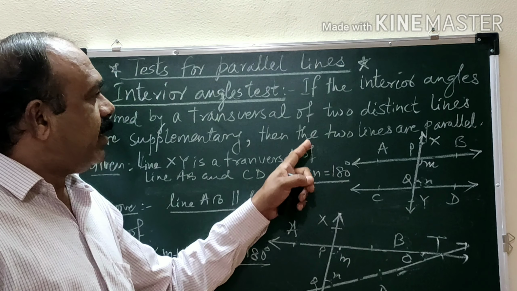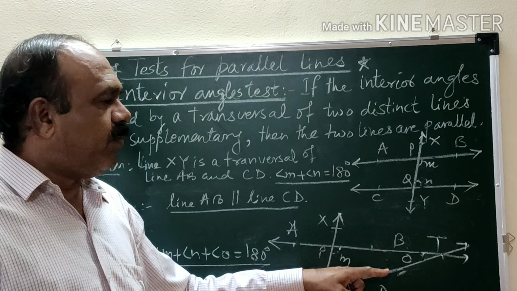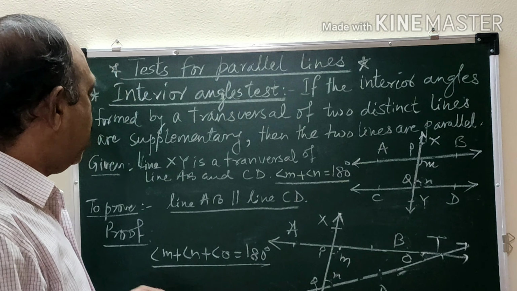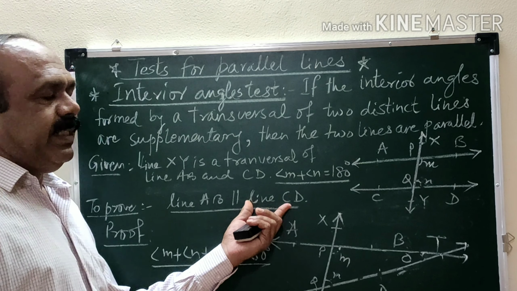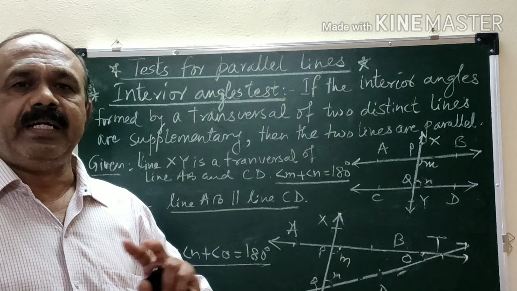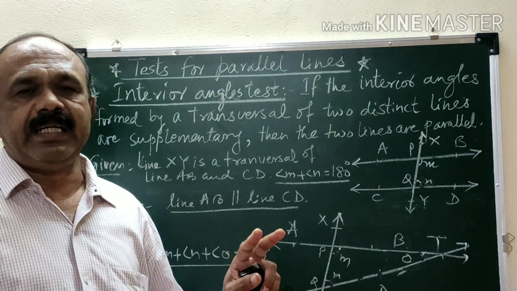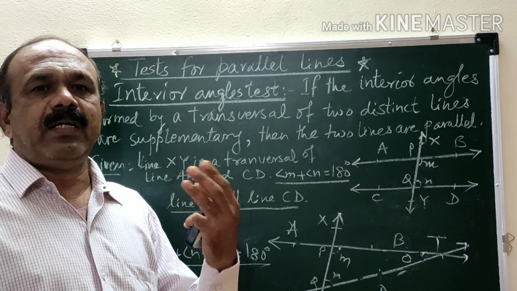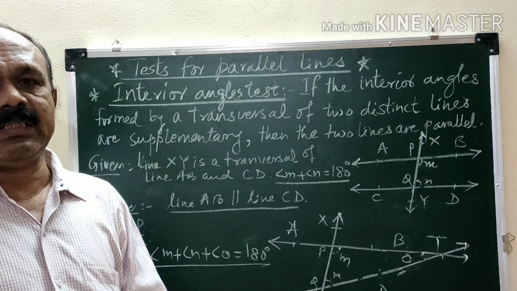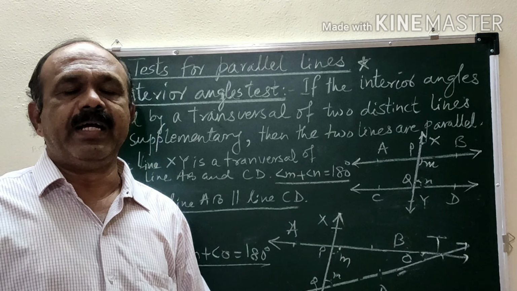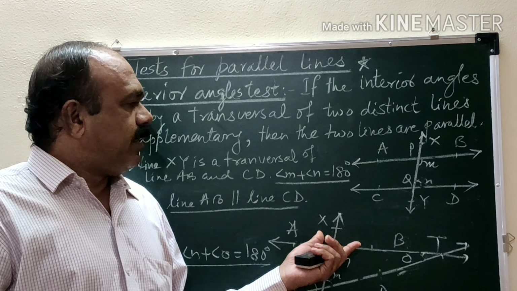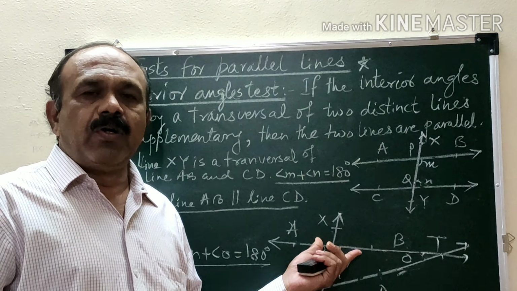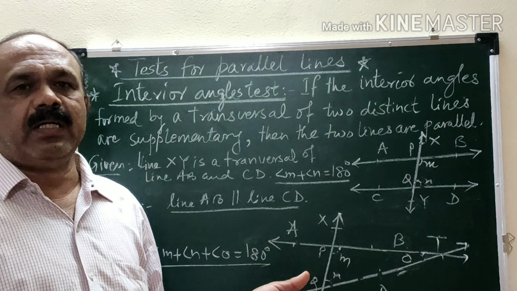But what is given? These two lines are distinct. This is given. So what we assumed is wrong. Therefore, line AB and line CD are parallel to each other. They are not intersecting. So this is the test for parallel lines, the interior angle test. Using this test, we will prove two other tests, the alternate angle test and the corresponding angle test. This proof is given in your book. You read that proof and you will understand it, and using this we will see the next two proofs.